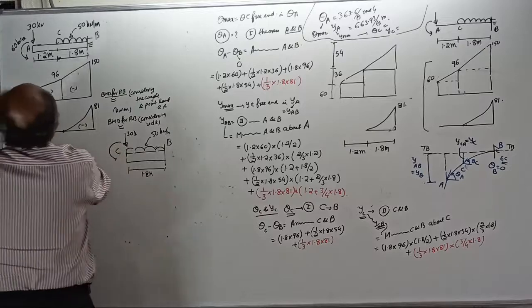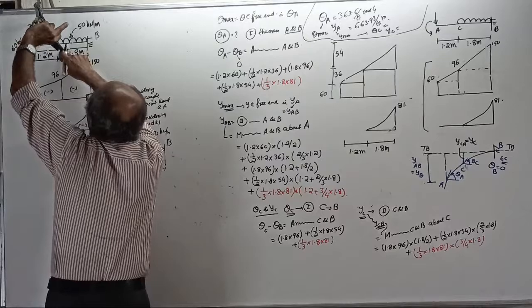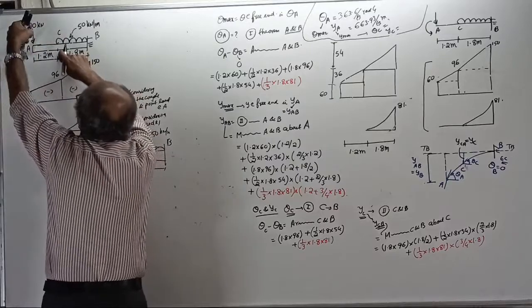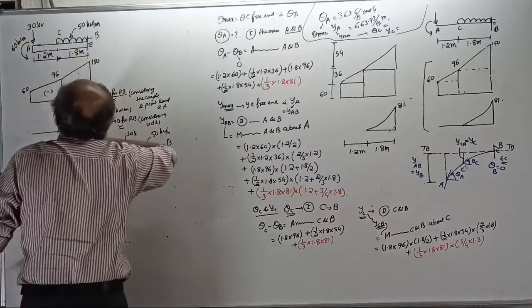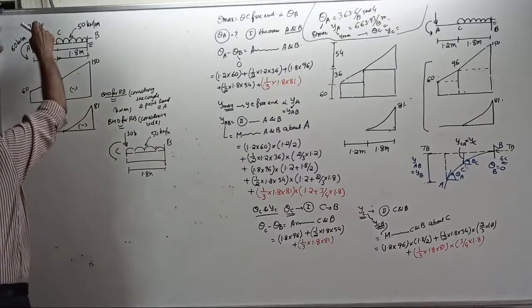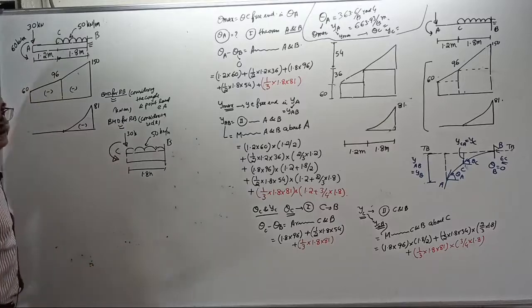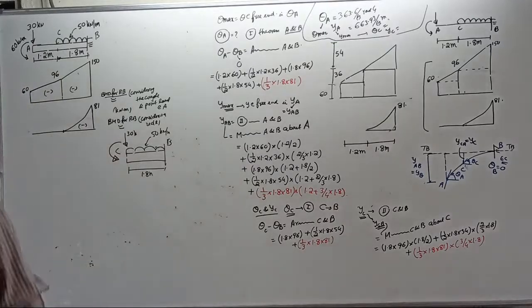How much couple? Anti-clockwise 60 and also anti-clockwise of 30 into 1.2. Can you answer? How much is 60 plus 30 into 1.2? That is the couple.